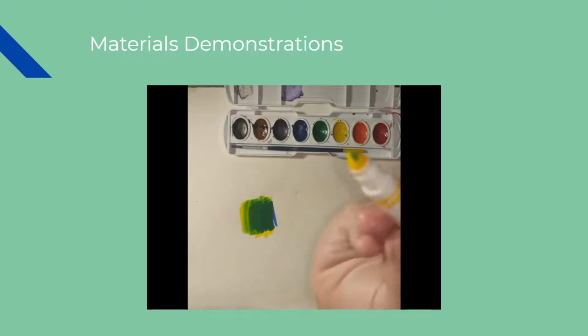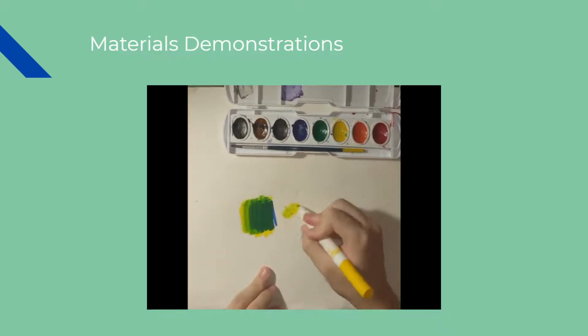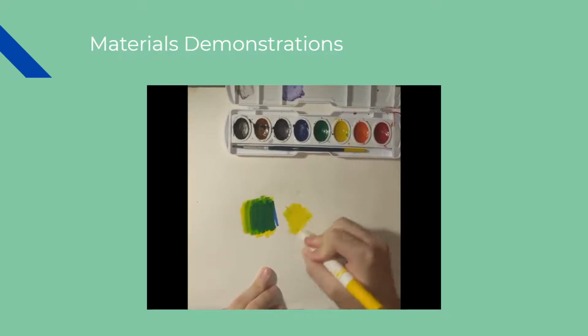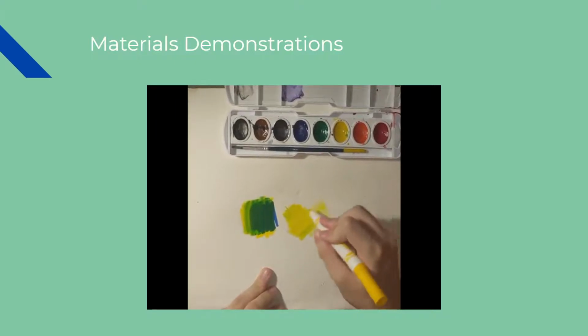And an important thing to note is that your yellow or whatever colors you're using might take a bit of the new color on there. Just swirl it around, and that will come right out, and you can then have your original color back.